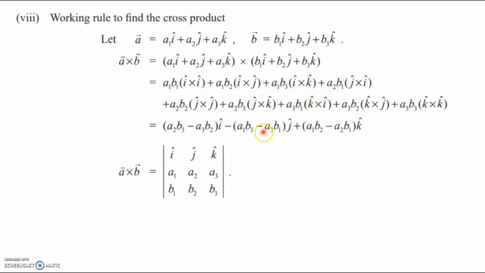So rearranging them all, you would get (a2 b3 minus a3 b2) i cap, and so on, which is nothing but the determinant of the matrix with rows i, j, k; a1, a2, a3; and b1, b2, b3. So when you are asked to calculate the vector a cross product with b, and you're given the vectors as position vectors, then this would be your resultant vector.